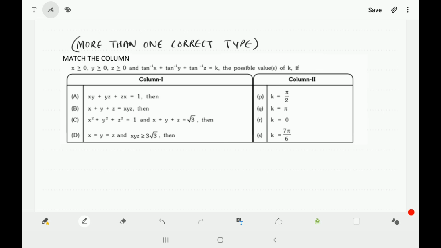This is a match the column question with more than one correct type. It means column 1 might have more than one option in column 2. So let's try to solve it.